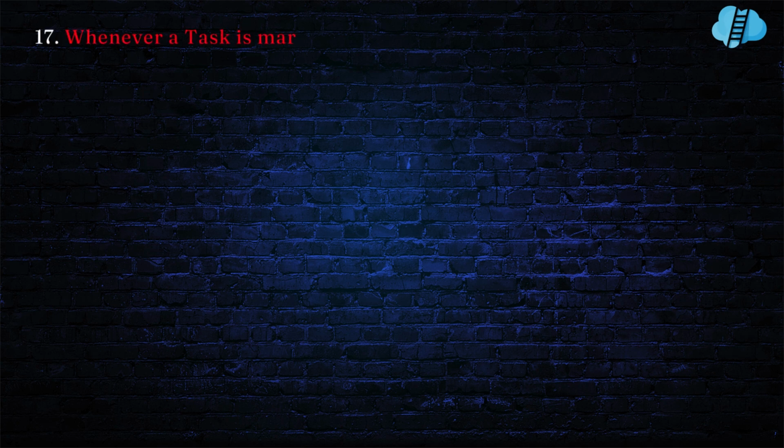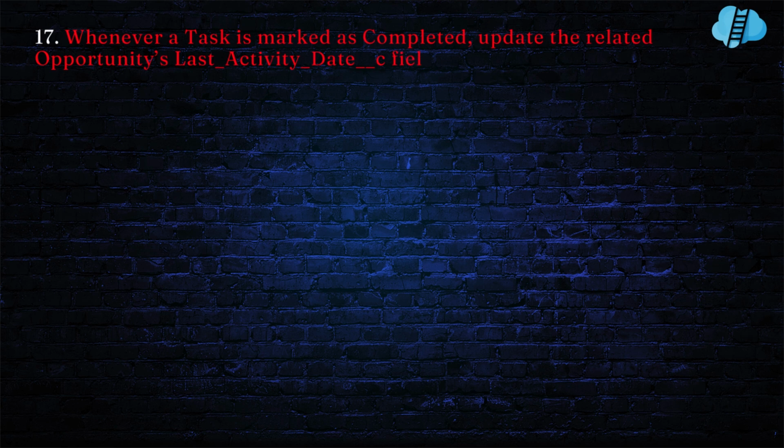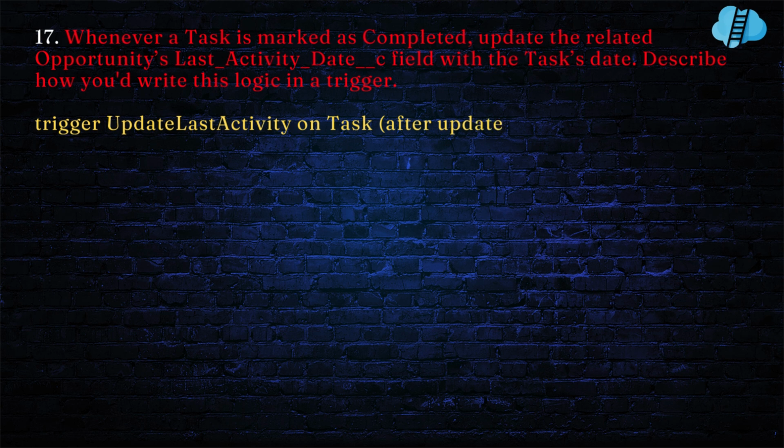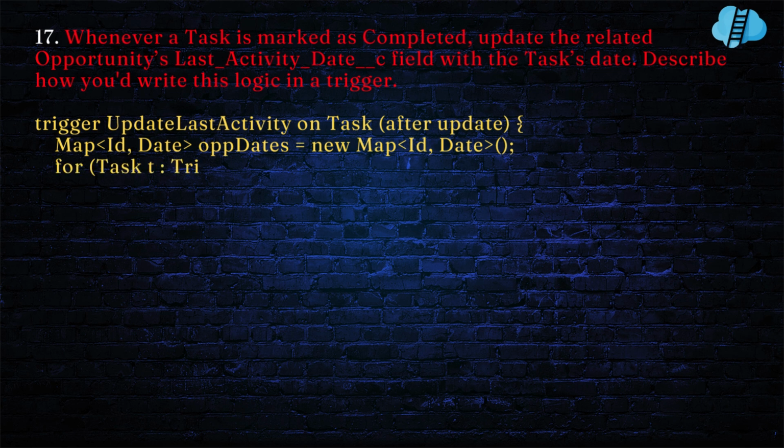17. Whenever a task is marked as completed, update the related opportunity's Last_Activity_Date__c field with the task's date. Describe how you'd write this logic in a trigger. Define an Apex trigger named UpdateOpportunityLastActivity that fires after a task record is updated. Use a map to store the opportunity ID and the activity date from the completed task. This helps in efficiently updating unique opportunities.